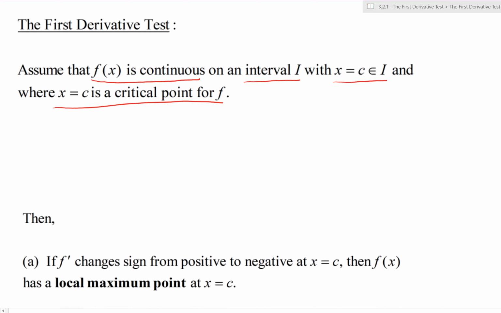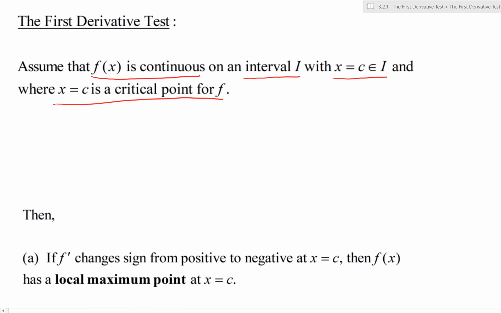Assuming that's all true, then if the function's derivative, f prime, changes its sign from positive to negative at x equal to C, then we must have that at x equals C, there's a local max point. Just think of a picture that looks like that, right? Local max point right there. The function's derivative is changing from positive to negative at that point, and the function is continuous.